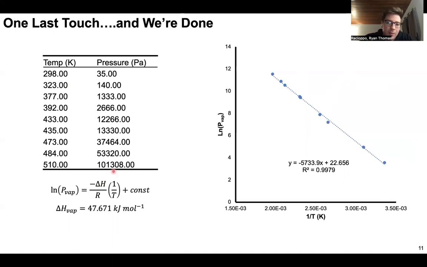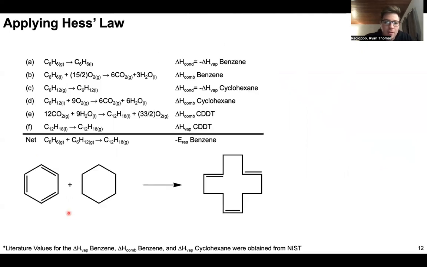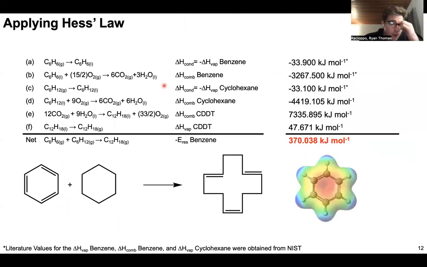Basically, if we take the slope multiplied by R, multiplied by -1, we can get the vapor pressure. And so what that allows us to do is go through and apply Hess's law for this reaction. We put in all of our values A through C, which come from NIST, which are literature values, plug in our combustion, and then our vaporization of CDT, and we get 370 kilojoules per mole.